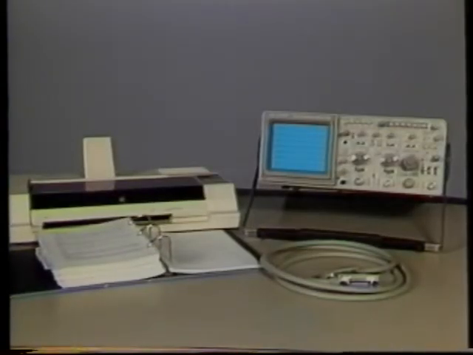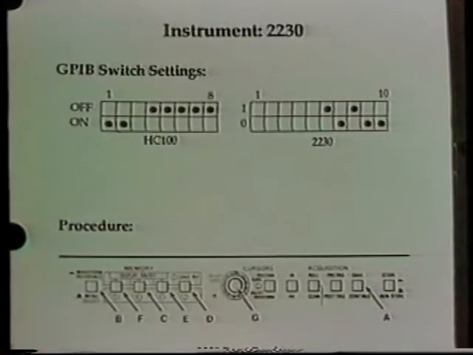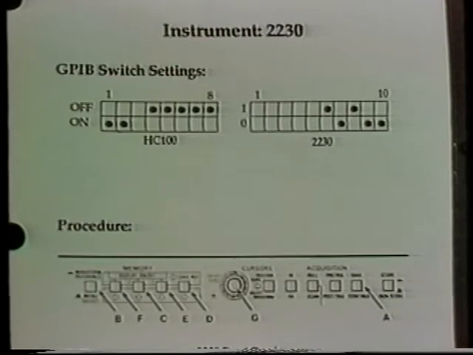Now let's look at using the GPIB to obtain a hard copy output from one of the 2200 series of digital scopes. The setup is started by referring to the 2230 applications section of the HC100 manual for the information on the interface requirements. Both the 2230 scope and the HC100 use hardware switches to set the GPIB parameters, and the application section of the manual will provide the details needed to set these switches.